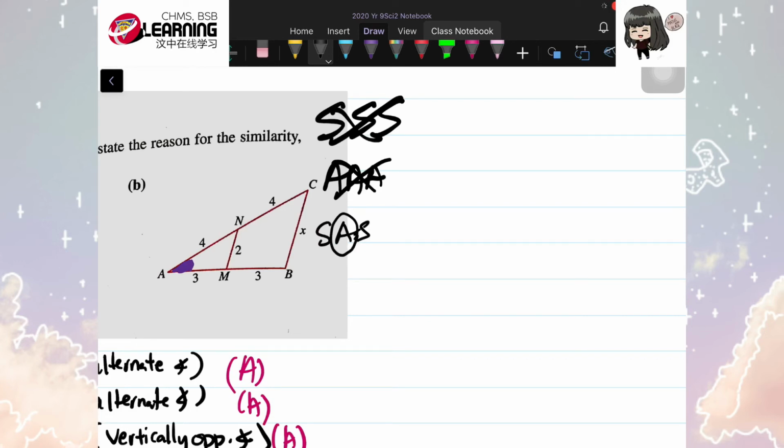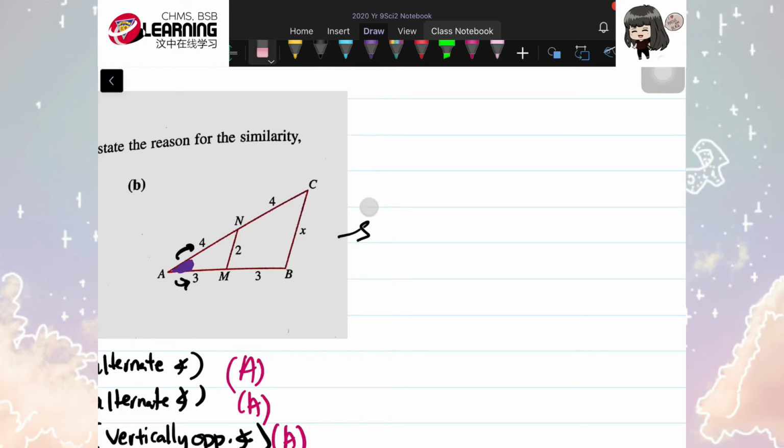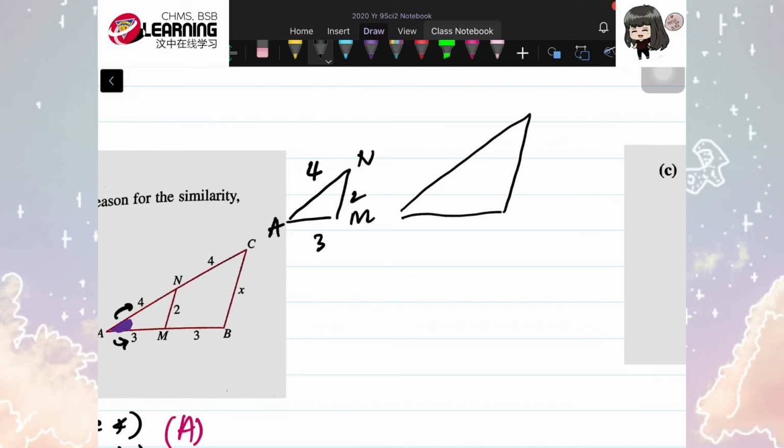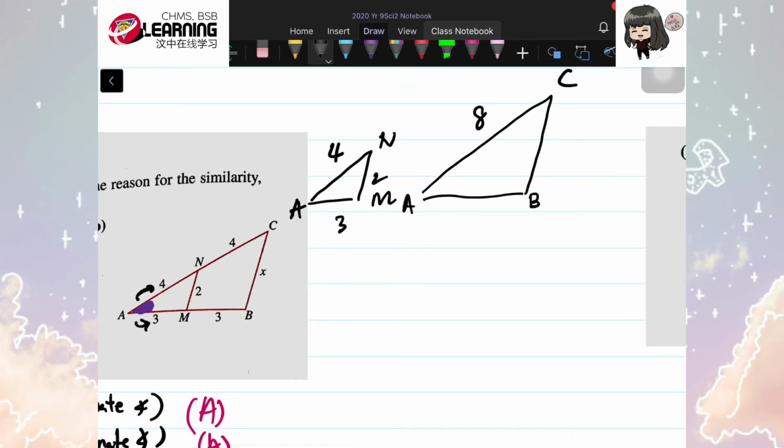So here, side, no. Angle also no. So the only possibility is side angle side, because this angle is included between two sides for the small triangle, and the big triangle also. Okay, let's see. I will draw two triangles to show you and for you to compare. A and M with 4, 3, 2, and the big one we have 8. Okay, this is CAB by the way. 8 because 4 plus 4. AB is 6 because 3 plus 3. And then this is X. And then they share the common angle. Okay, so this is side angle side, okay? Side, angle, side. The angle is in between two sides.